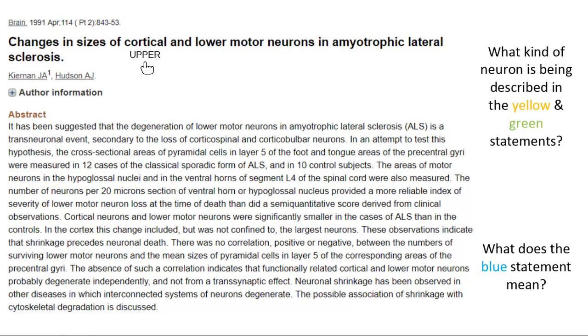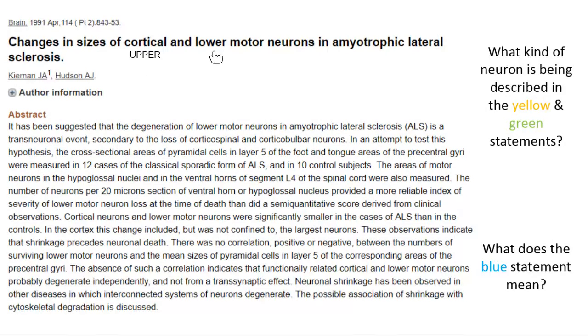So in this particular paper, their goal was to look at how the sizes of neurons changed, whether it was the upper motor neuron or the lower motor neuron, leading to ALS, leading to muscle wasting. Essentially, they wanted to figure out: did the brain stop sending messages, or did the neuron that went out to the muscle stop sending messages?